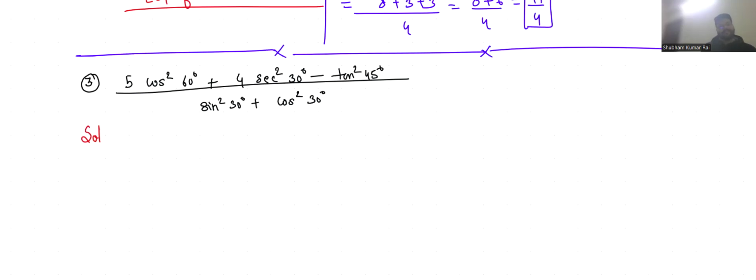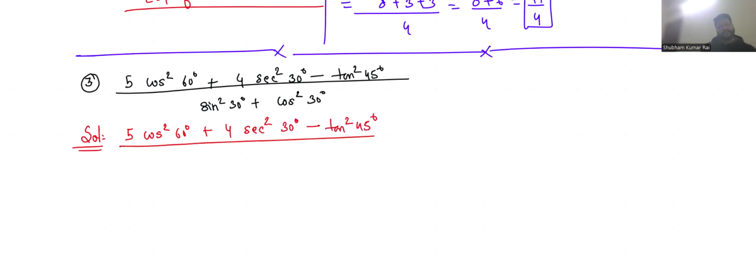So let's write this question like 5 cos square 60 degree plus 4 sec square 30 degree minus tan square 45 degree, right? And if I move further, it will be sine square 30 degree plus cos square 30 degree. Now we have to remember all the trigonometric ratio values for angles, which will make it more feasible to solve this question.